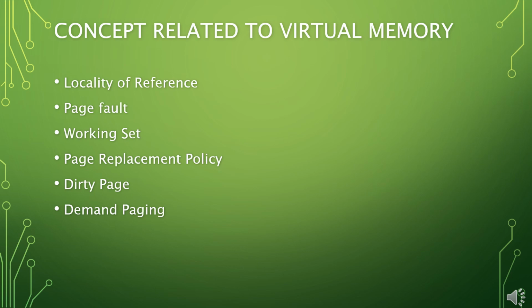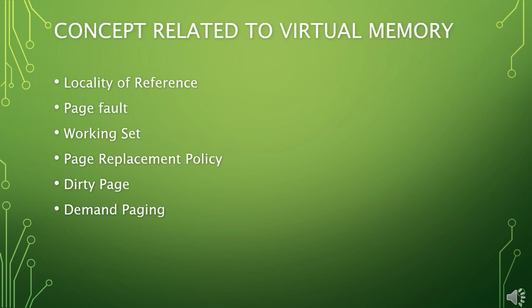Next is dirty page or dirty bit. The page which is modified after it is loaded into the main memory from the disk is called a dirty page. The operating system maintains one bit for each physical page frame to denote whether a page has become dirty or not. This bit is called the dirty bit. So there should not be modification done to the pages or to the program in the disk if the execution is taking place. If execution is taking place, it will not reflect the changes which are done in the disk.